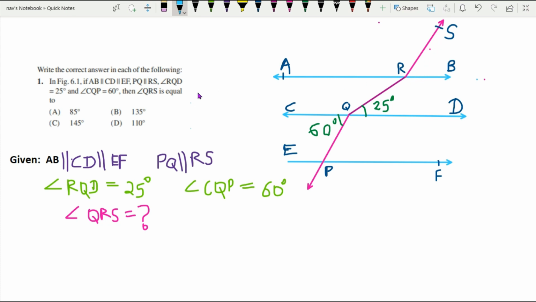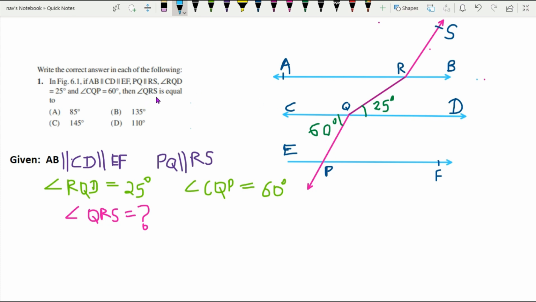It is also given that angle RQD is 25 degrees. Angle RQD, this is angle RQD. Just look at the cursor. Angle RQD, this is 25 degrees. And angle CQP is also given as 60 degrees. This is angle CQP. This angle is given as 60 degrees.